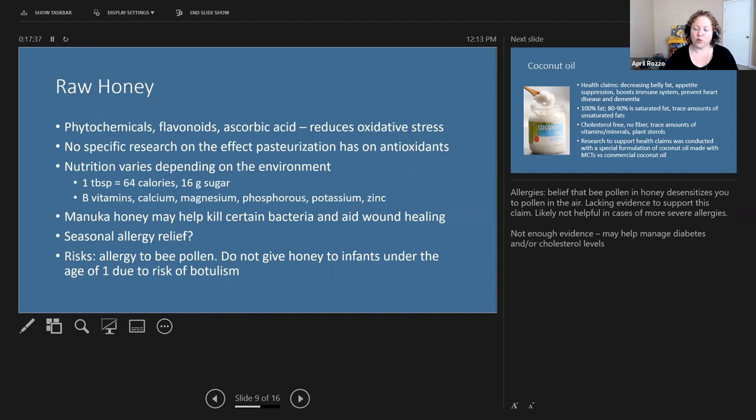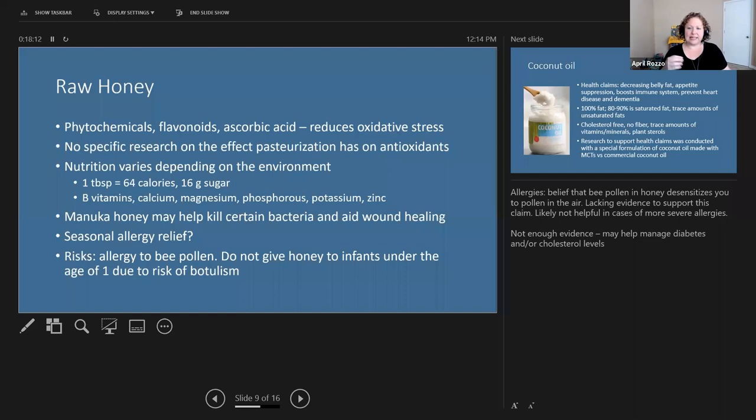There's no specific research on the effect that pasteurization has on those antioxidants. So we don't actually know if the pasteurization is damaging those antioxidants. From a nutrition standpoint, the nutrition varies depending on the environment, specifically where the bees were pollinating, what flowers they were pollinating. But generally speaking, a tablespoon of honey is about 64 calories, 16 grams of sugar. And they do contain B vitamins, calcium, magnesium, phosphorus, potassium, zinc.